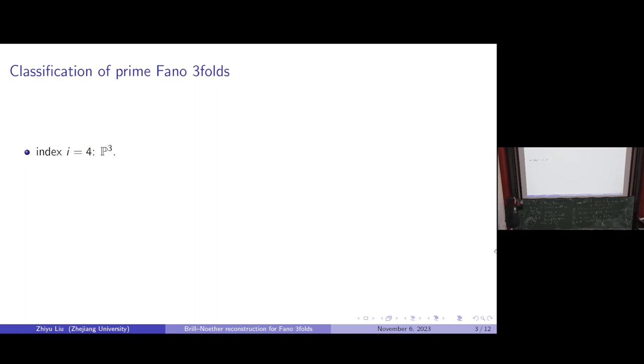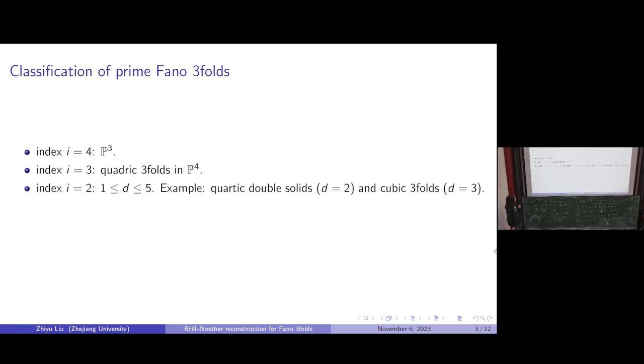The only one with index 4 is just P3. Similarly, for index 3, the only one is the quadric threefold in P4. Next, when the index is equal to 2, there are five families of prime Fano threefolds. Here are two examples, which will be mentioned later.